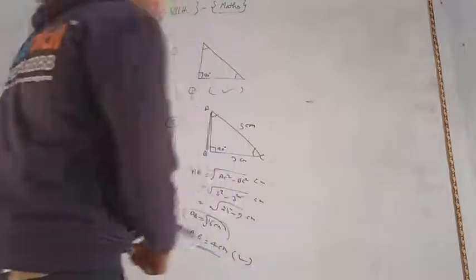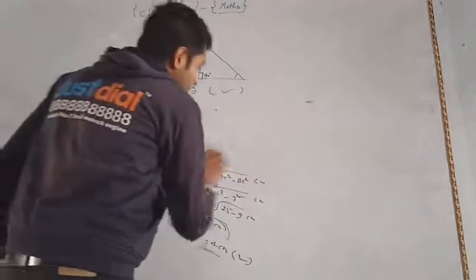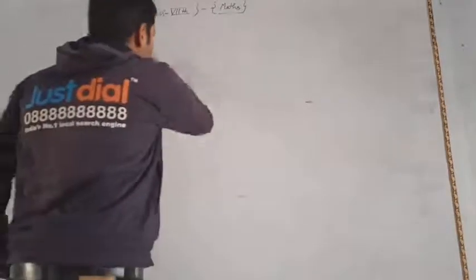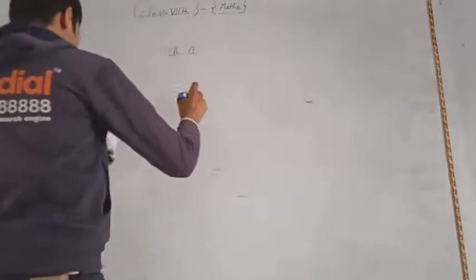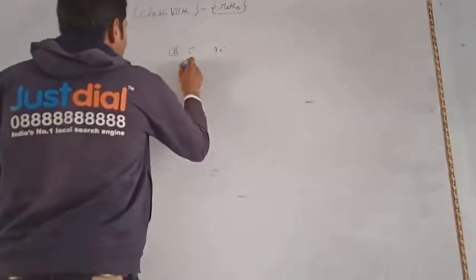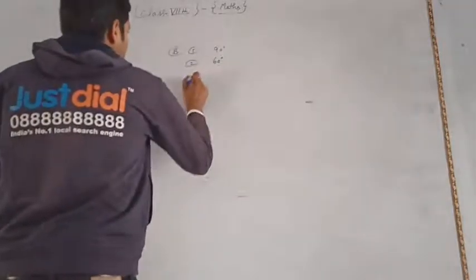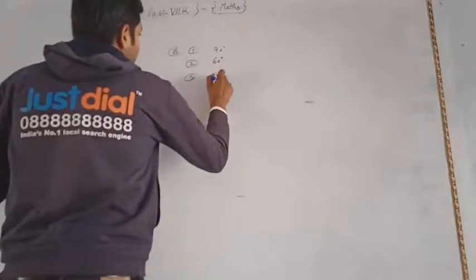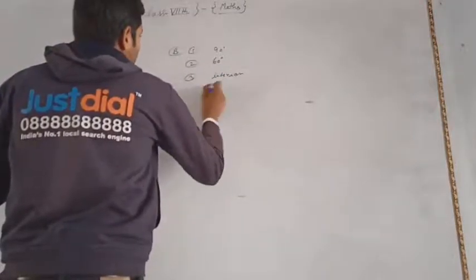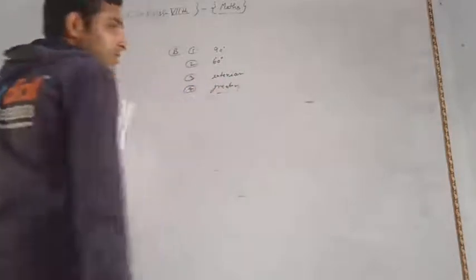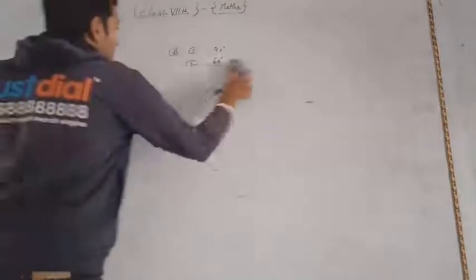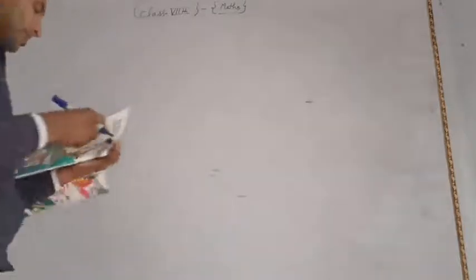Now again, first of all, in filling the blanks in part B: first, 90 degrees; second, 60 degrees; third, interior; and fourth, greater. You have to fill this. And again we have to solve problem number third, C.